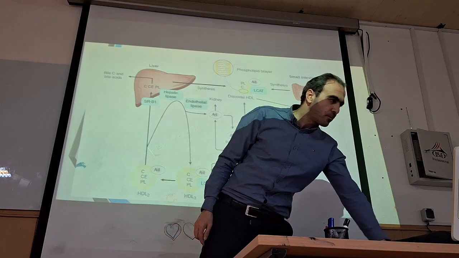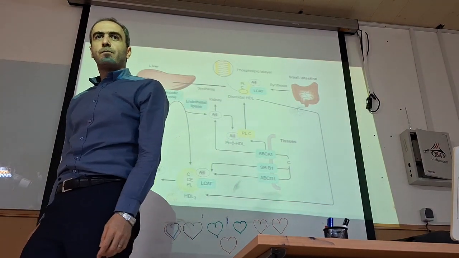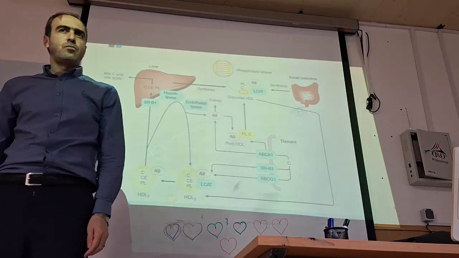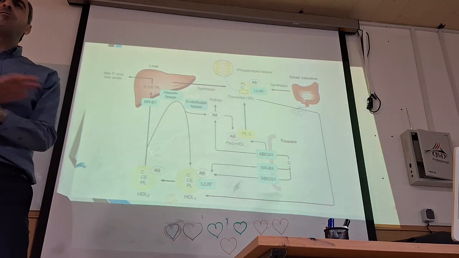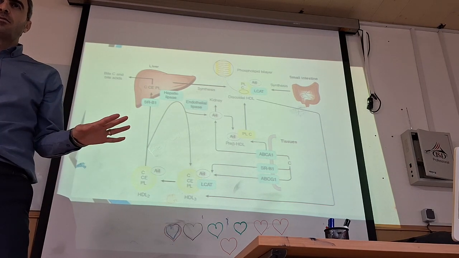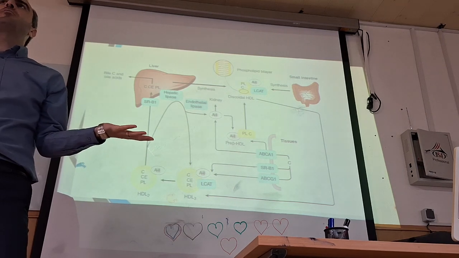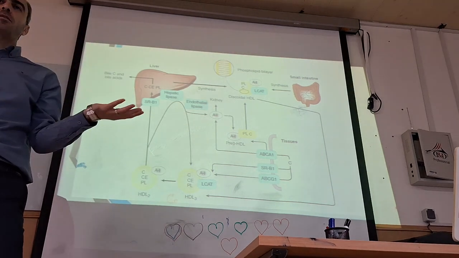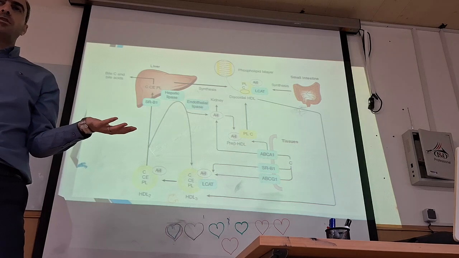So the PC, when it turns into lyso-PC, does it come from the VLDL and the other ones, or is it in the HDL3? What do you mean? Phosphatidylcholine just gives a fatty acid. Where does it come from? From the cell membrane of all of the cells. Phosphatidylcholine is present in the cell membrane. When it gives a fatty acid, it turns into a lysophospholipid. Okay.